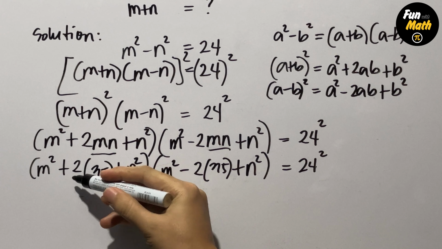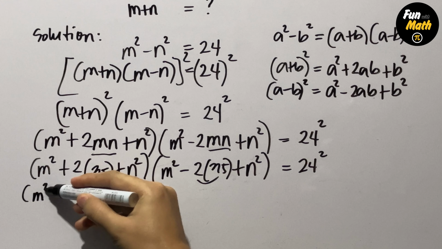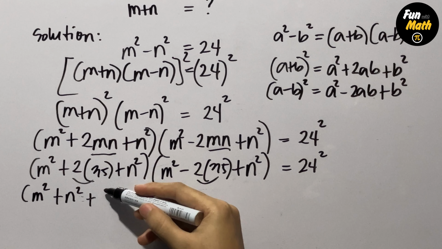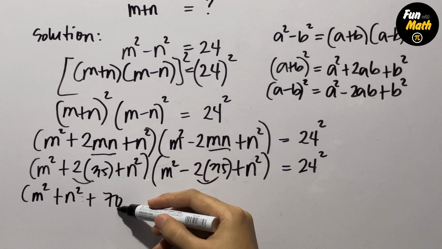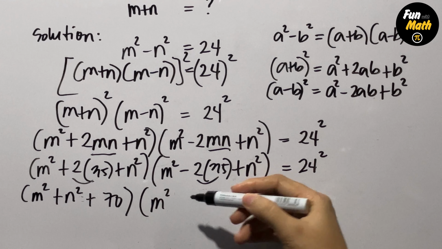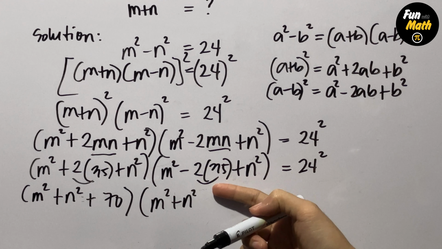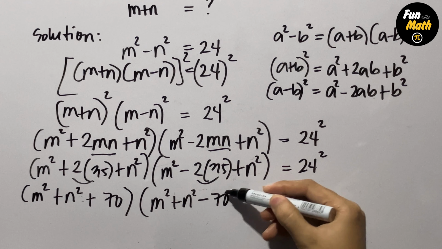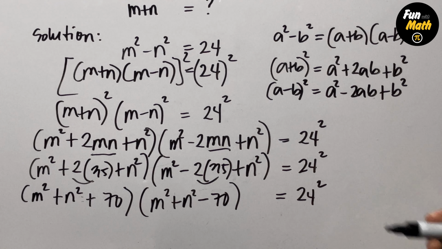So now let's multiply. This is now m squared plus n squared plus 70, because 2 times 35 is equal to 70, times m squared plus n squared, negative 2 times 35 is negative 70. So this is minus 70, equals 24 squared.